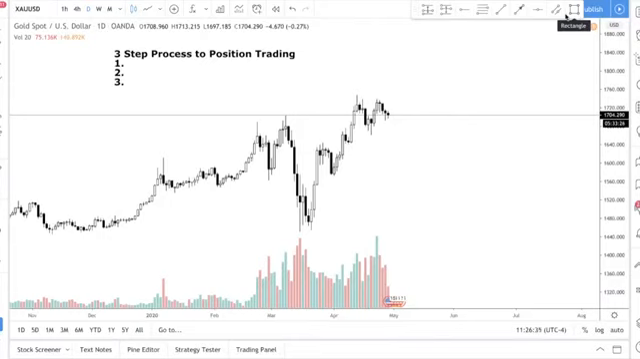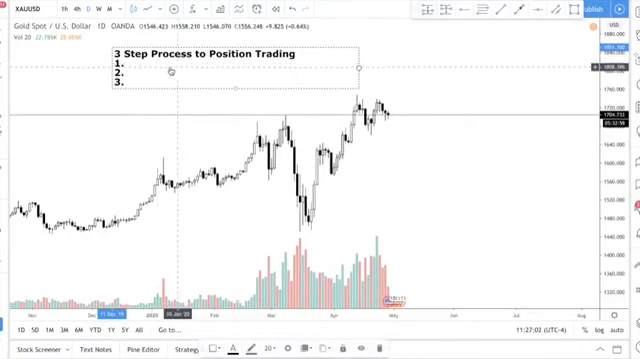In today's video, I'm going to give you the 3 steps that will work for you if you want to position trade. I will go over the 3 steps and then I'll give you examples of how to actually identify the good levels to enter, and how you can use this process to position trade. So let's get into it.